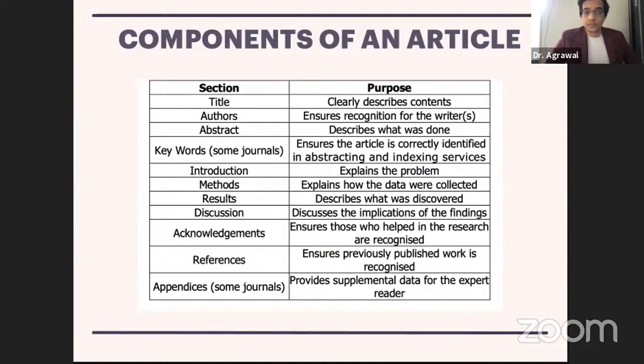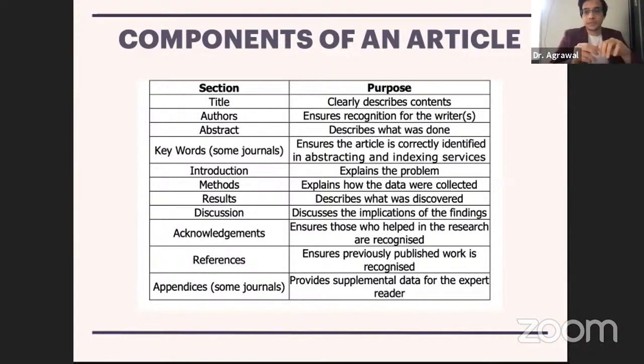The introduction explains the problem, the methods explain how data were collected, and results describe what you actually found from your study, what data you discovered, and what patterns emerged from that. Discussion essentially places your article in the bigger scheme of things, as in, in the past 5 years, these are the studies that have been conducted, and our article's results compare so and so to them. And that's the discussion part of an article.